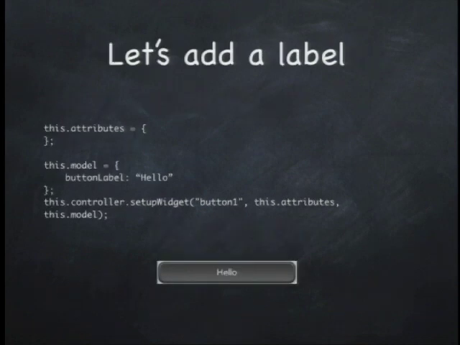So I want to add a label to it. There's a couple ways you can add the label. Programmatically, you can add a label to the model by setting up the button label attribute in the model and just setting it to hello. And then when you do your setup widget, it will say hello. If you've set up a label before and you want to set up a new one, then you'll have to issue a model changed request, and we'll show you that in a little bit.